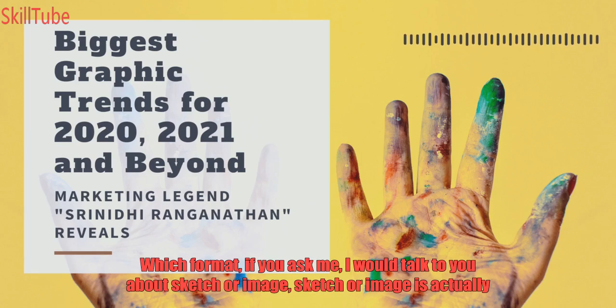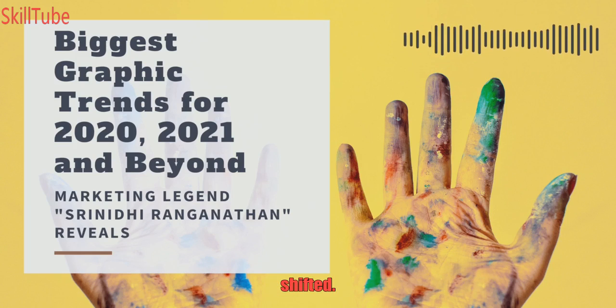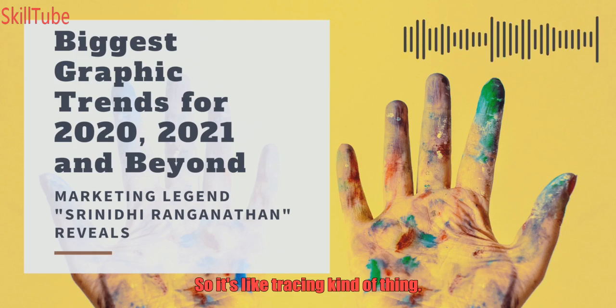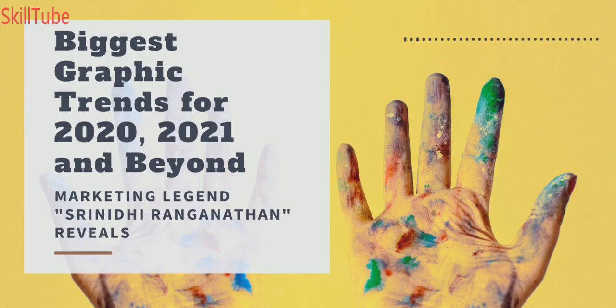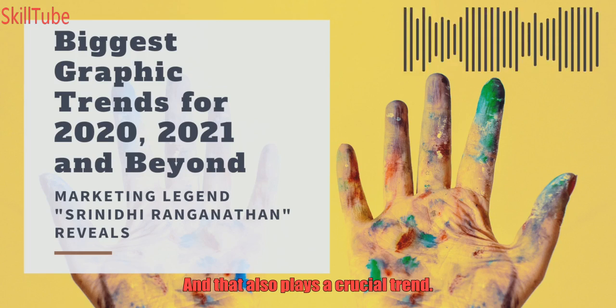I'll talk to you about sketch over image. Sketch over image is generating a digital sketch over an image, recreating the background shape as an outline, and sometimes shifted, sometimes overlapping. So it's like a tracing kind of thing. And that also plays a crucial trend.